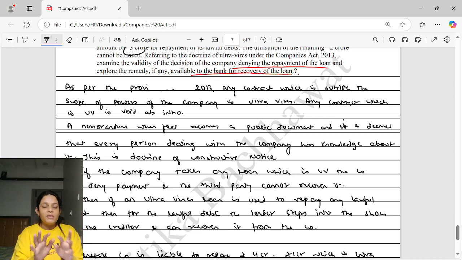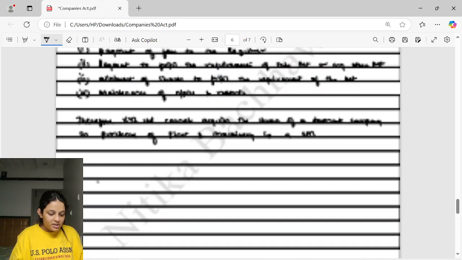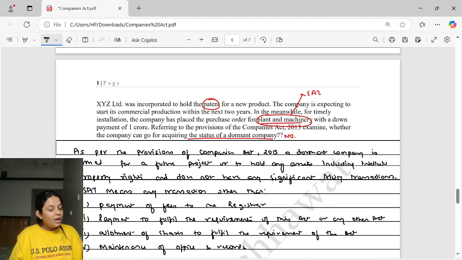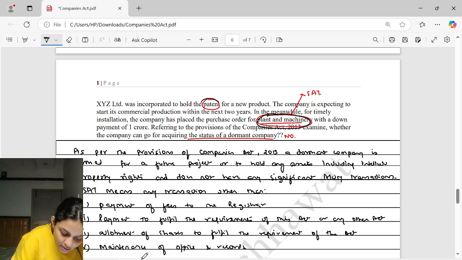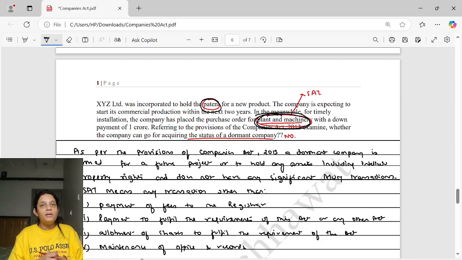Okay, Prats, just a second. Whoever has asked me this question, Prats, yes, you are correct. The definition says it is formed to hold assets. But here, was the purpose of the company, the reason the company was formed, to hold this plant and machinery or to hold the patent? It was to hold the patent. In fact, after incorporation, they acquired this plant and machinery. So the purpose of incorporating the company was not this plant and machinery.